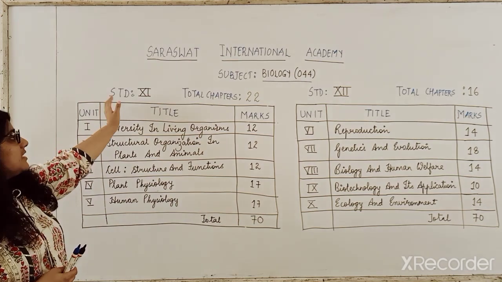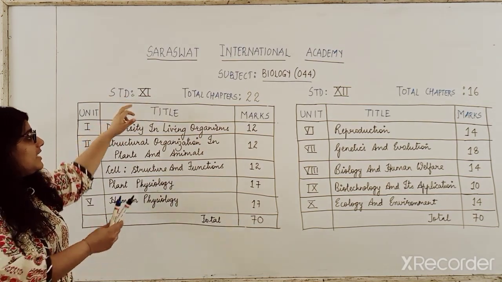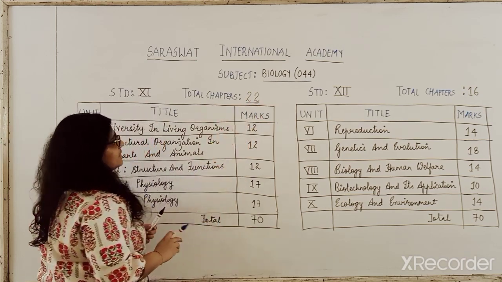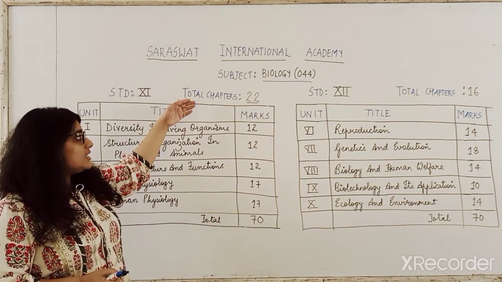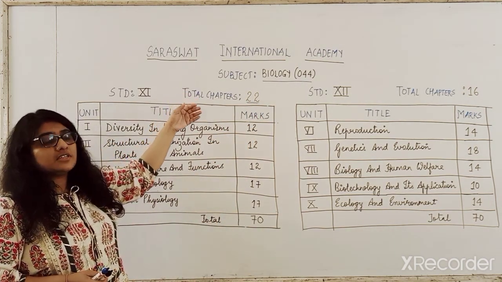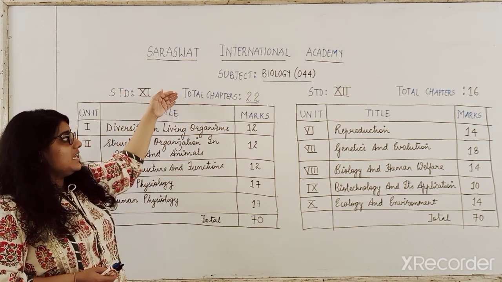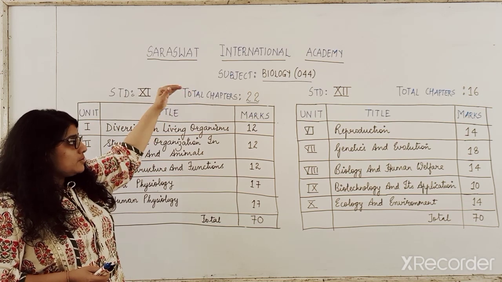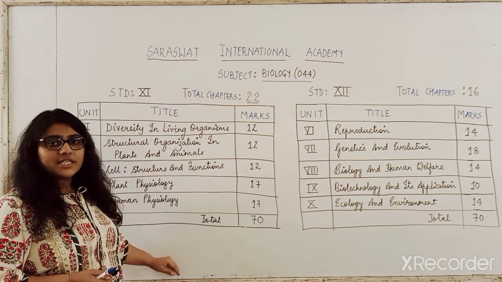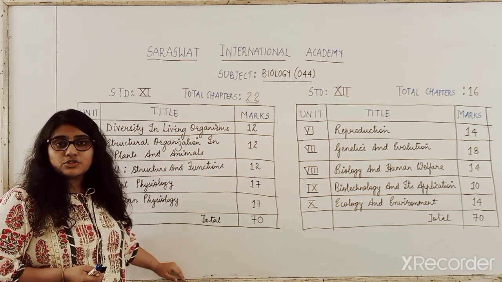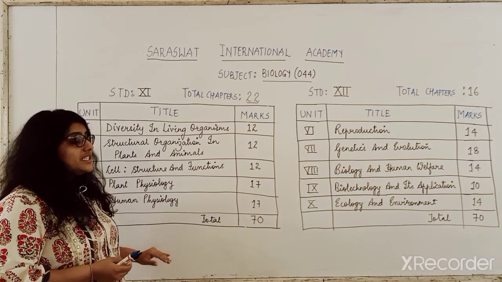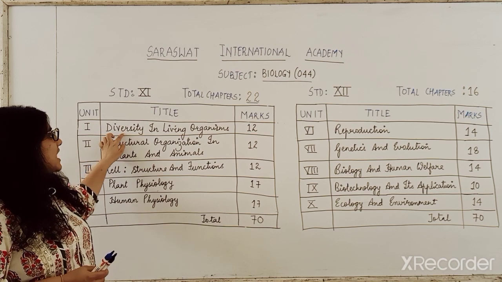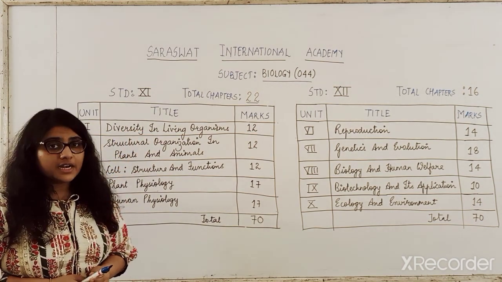So students, here you can see in standard 11, a total of 22 chapters are there. How many chapters are there? Total 22 chapters are studied basically in 11th standard. These 22 chapters are divided, as I told you, into a total of how many units? 5 units. So the first unit is diversity in living organisms.